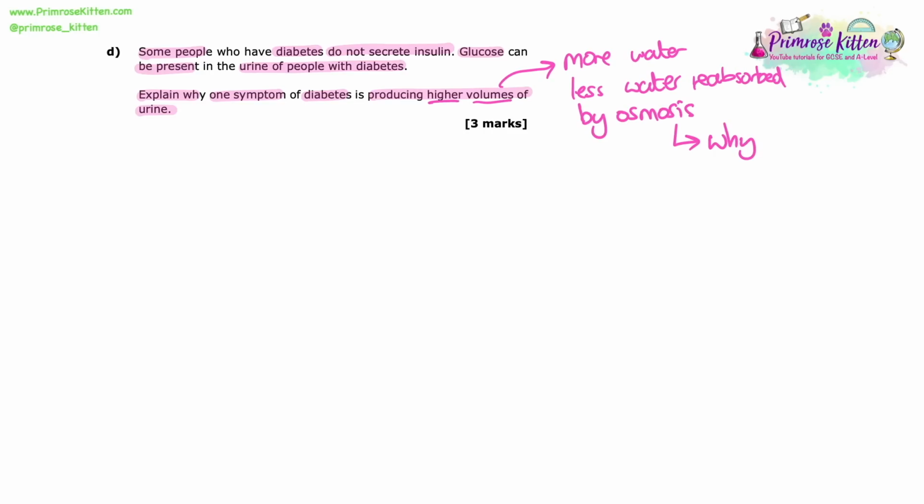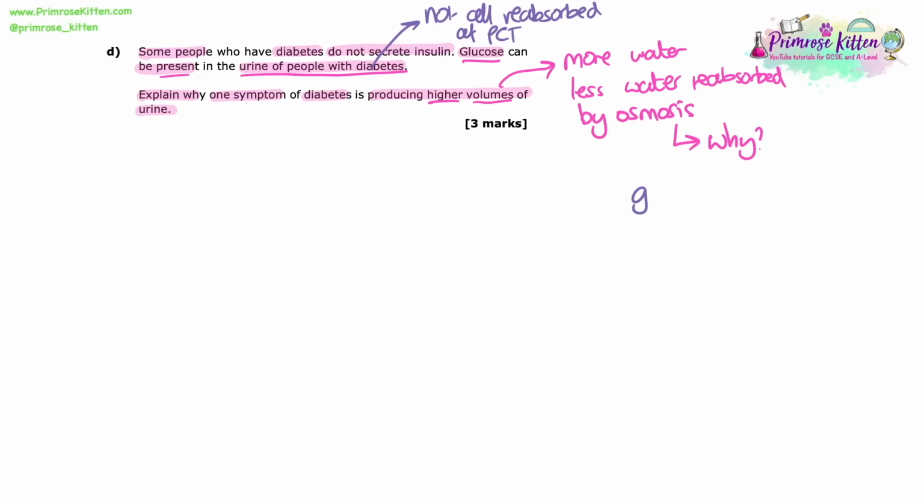So, higher volumes of urine would mean there's more water in the urine, okay, because it's more dilute. This must mean that less water is being reabsorbed by osmosis from the collecting duct, which is the question we were just basically writing. So why does that happen? Why is glucose in the blood, or glucose in this case being present in the urine of people with diabetes, a clue to explain why less water is being reabsorbed by osmosis?